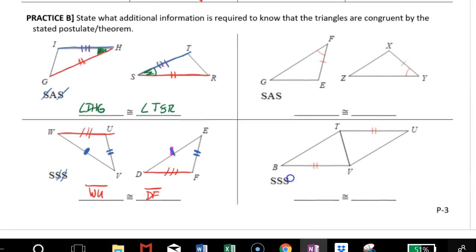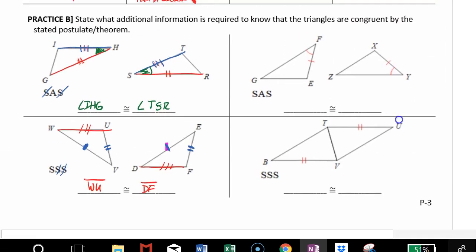The last two examples are done very similarly. I'll leave those for you to do.